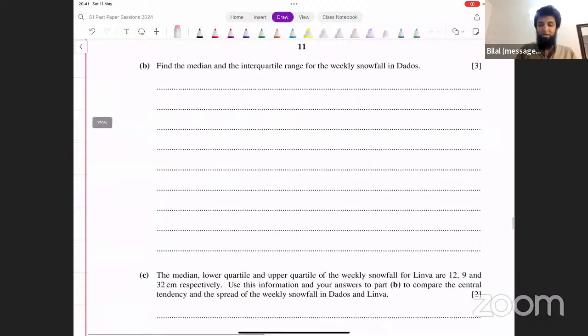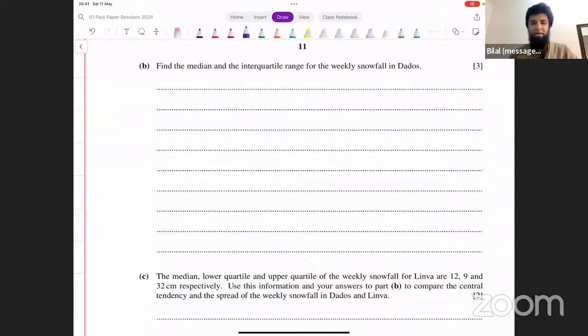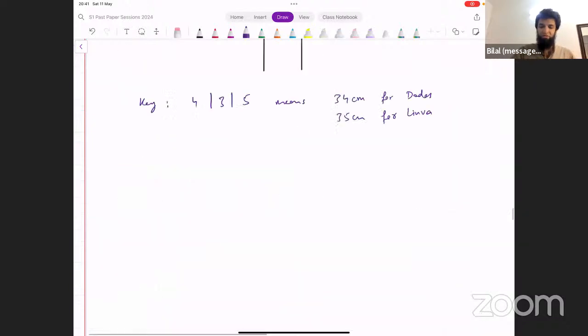Now it says find the median and interquartile range. The data is ungrouped. For ungrouped data, we know that the median formula looks like this: n plus 1 over 2. What's the total number of values? 11. 11 plus 1 over 2. That means the 6th value is going to be the median. Now, the stem and leaf diagram sorts your data as well, right? So these values are sorted.